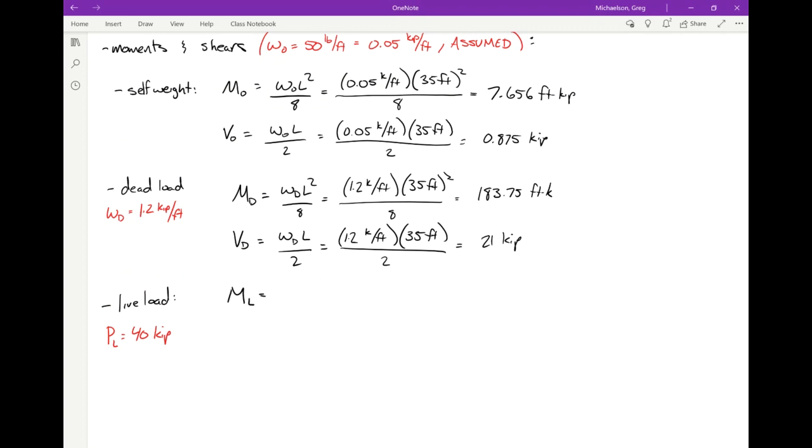So ML is PL over 4. And again, that comes from the table in the back, table 3-23, if you're wondering where these formulas come from for a point load at midspan. So that's 35 feet over 4, which equals 350. And then VL is PL over 2.